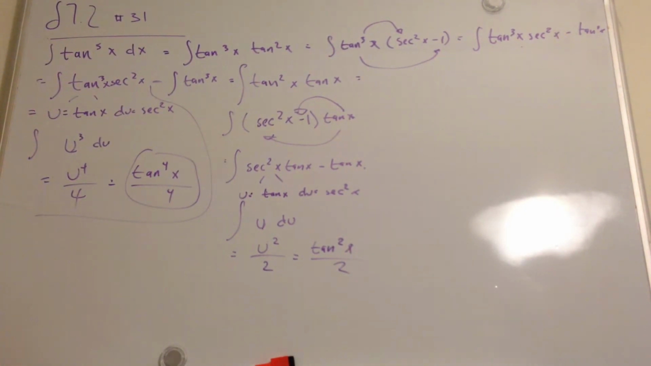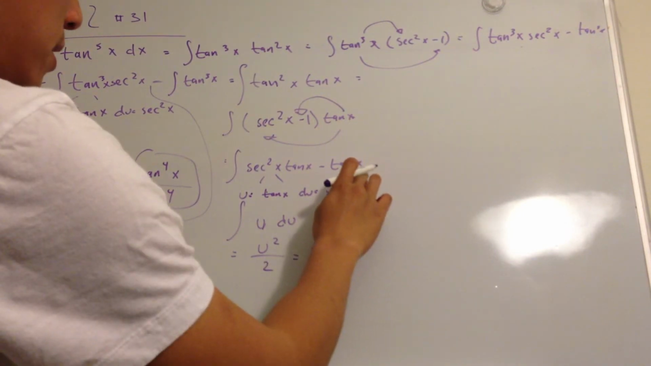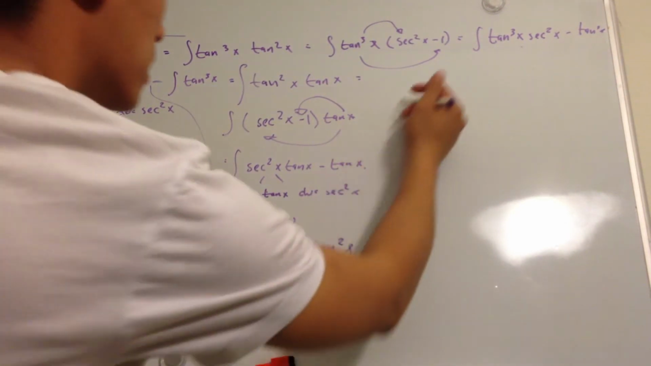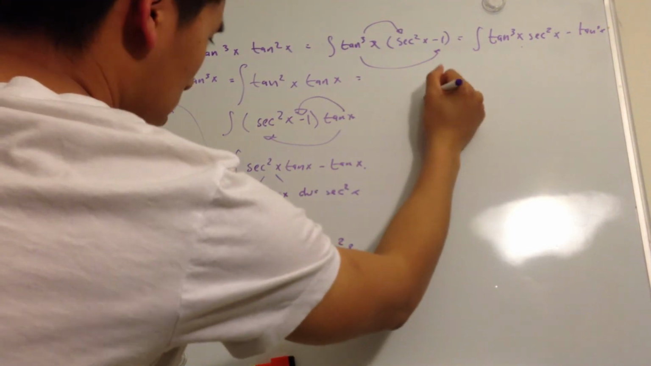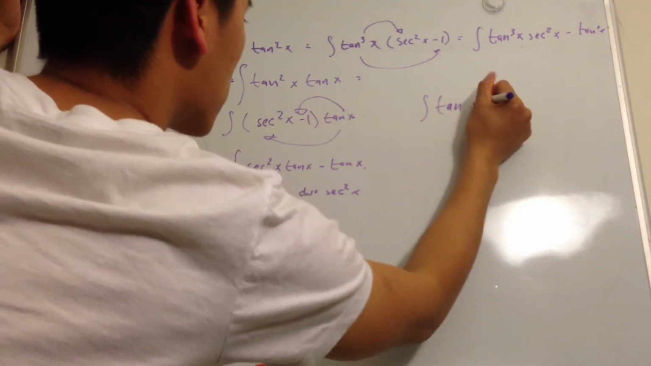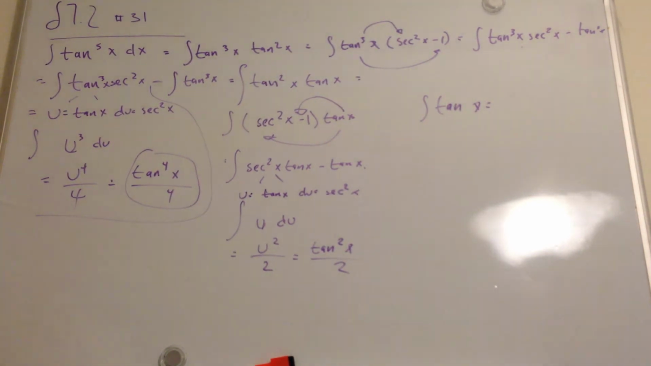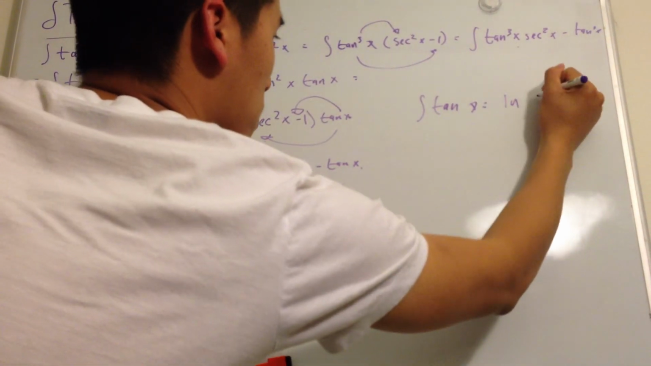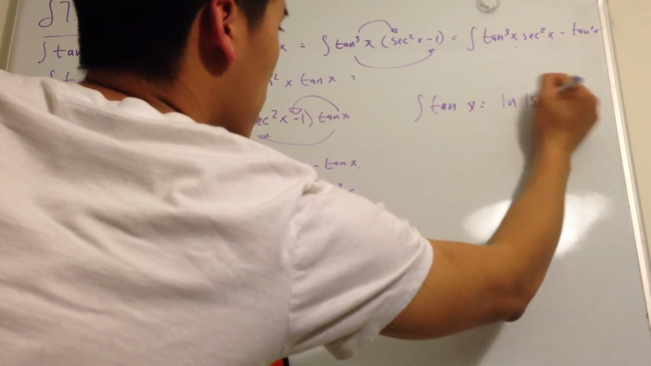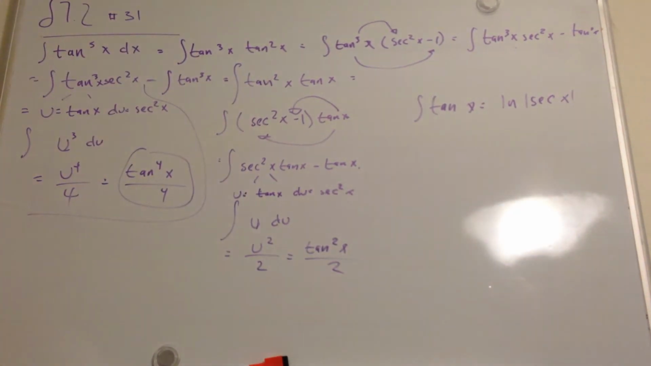And now we still have to take care of this tangent x. And it's pretty self-explanatory. The integral of tangent x is equal to ln secant x.